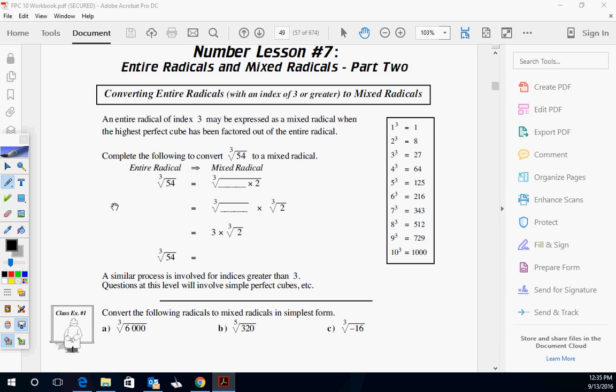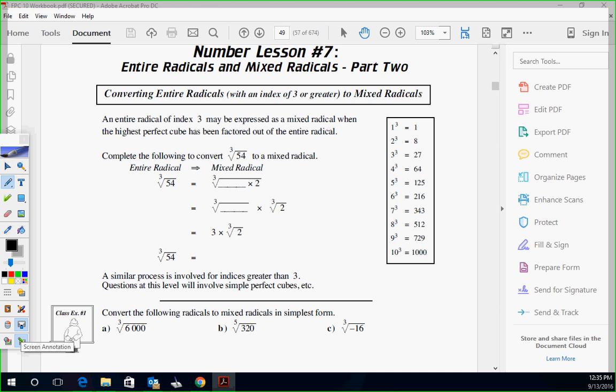Okay, but same thing with cubic. Again, here's your 1 through 10 cubic. I said knowing up to about 6 is pretty solid if you can remember 6. All right, so let's look and see here. An entire radical of index 3 may be expressed as a mixed radical when the highest perfect cube has been factored out of the entire radical. So complete the following. Cube root of 54.